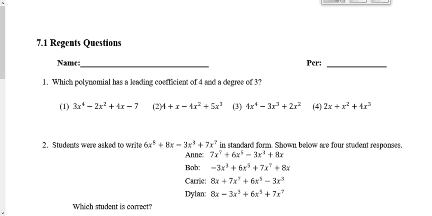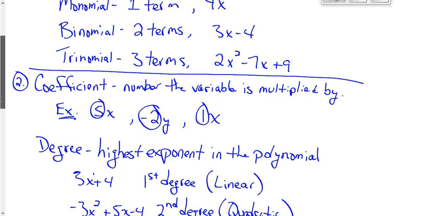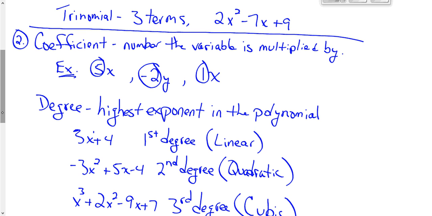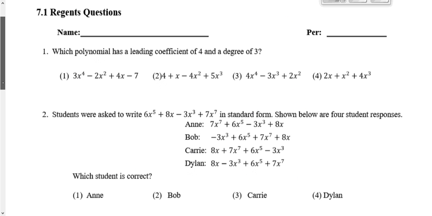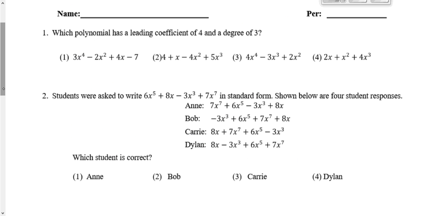Asking for the leading coefficient. What's the definition of the leading coefficient, Anna? The number in front. That's what I gave you over here. It's the number the variables are being multiplied by. These numbers in front. Okay? So Anna, what's the answer to number 1?